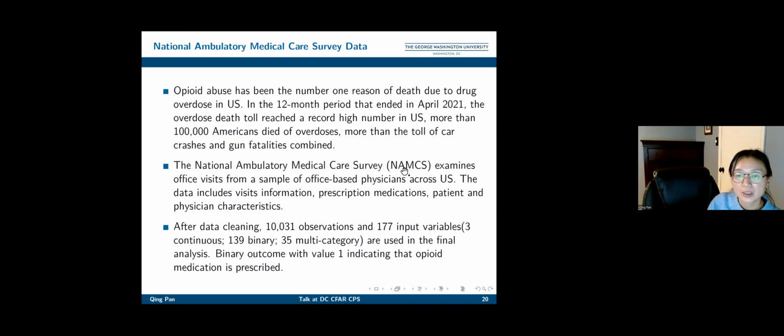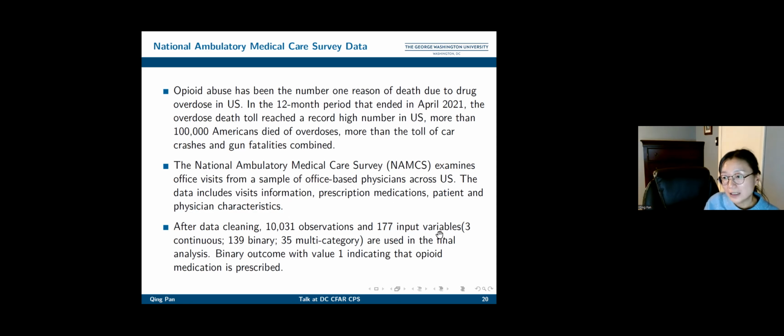They do it every year, and they do a random sample. They do a block design. They select the block, and in the block they select some physicians, and all the patients who visit this physician in this year, and they collect the visit information, the prescription, and the patient and physician characteristics. So the idea is what kind of visits will have a higher probability of getting an opioid prescription, because opioid abuse is a health crisis. The death rate is more than cancer and gun fatality combined. So really, more people die of opioids than cancer.